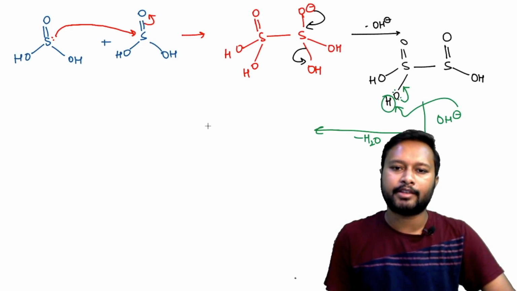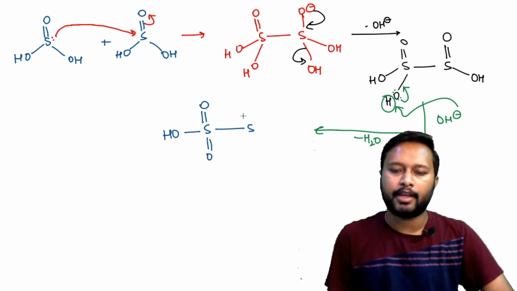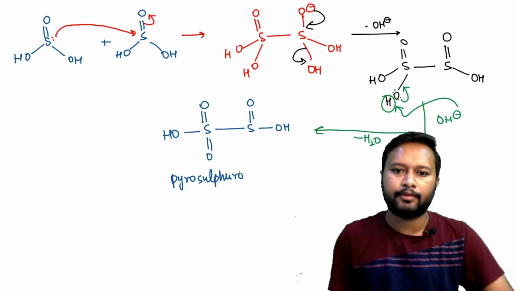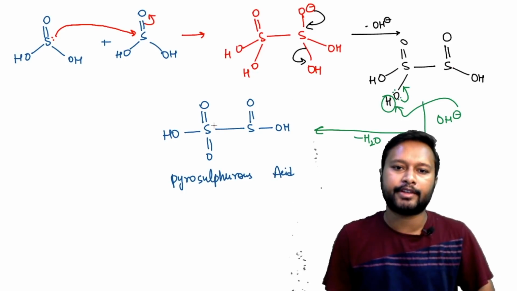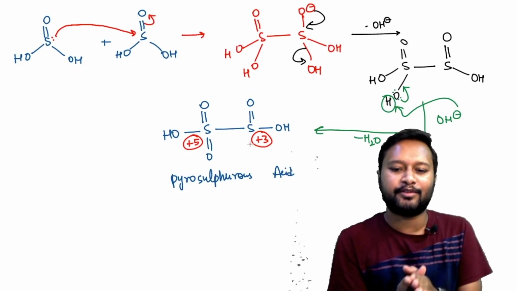So what will happen in the next step? What is going to get formed? S double bond O, then you have OH, then you have S, and here you got double bond O, and here it was double bond O and OH, right? So this basically is your pyrosulfurous acid. Okay, so this is pyrosulfurous acid. What is the oxidation state? Both the sulfurs are in 2 different oxidation states. This sulfur over here is in +5 oxidation state, whereas this one is in +3 oxidation state. So that's how pyrosulfurous acid will be formed.